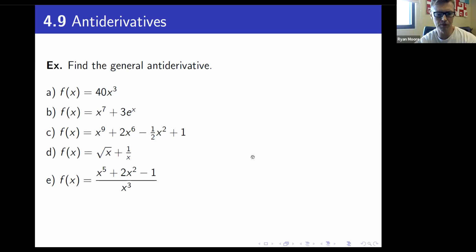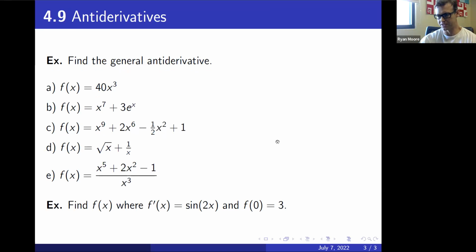Right. As promised, just one more example, really short section, which is always a bit of a relief. Okay, this last example: find f of x, where f prime of x equals the sine of 2x and f of 0 equals 3. So you notice we're going back to the prime notation here. You know, I thought we were supposed to use capital F of x. Not for this one.